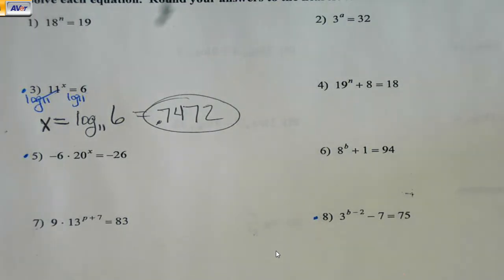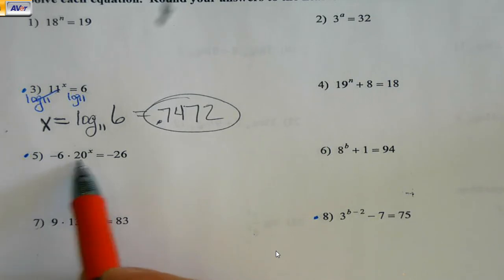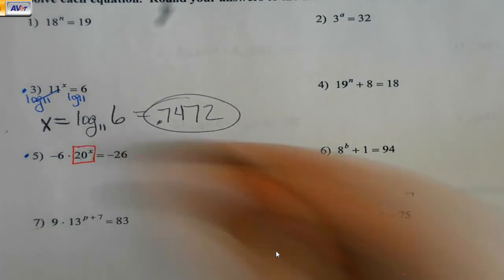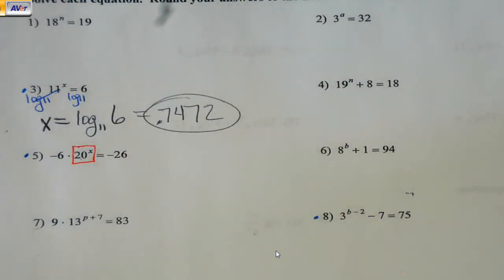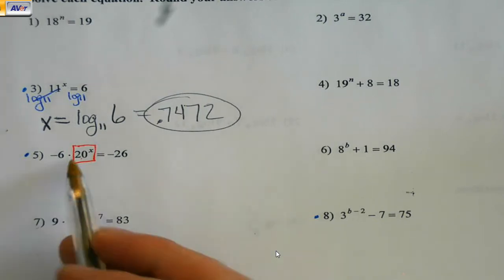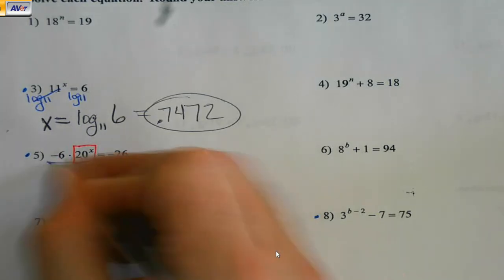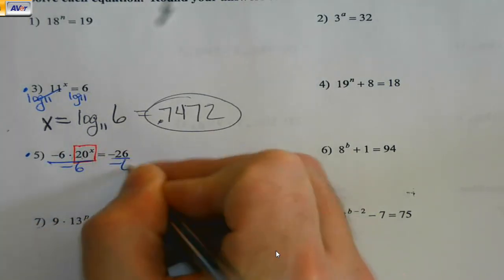Now, another thing, I saw some people who were coming and asking questions yesterday, good thing, is they'd look at this and they go, ooh, I'm just going to log 20 everything right now. Not quite. That's got to be alone before I can do that. So I look in front of it. Okay, what am I doing to it? I'm multiplying it times negative 6. I've got to do an opposite.